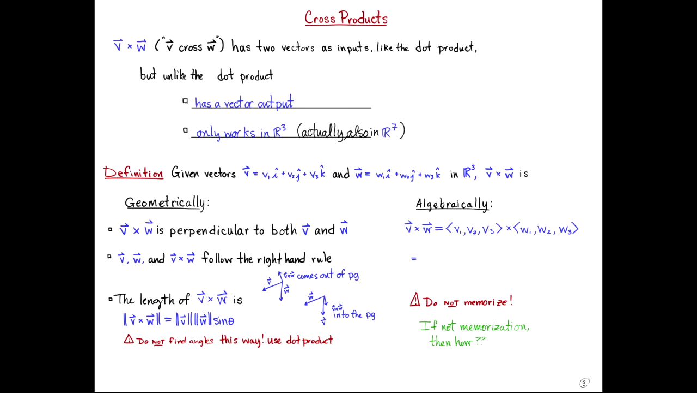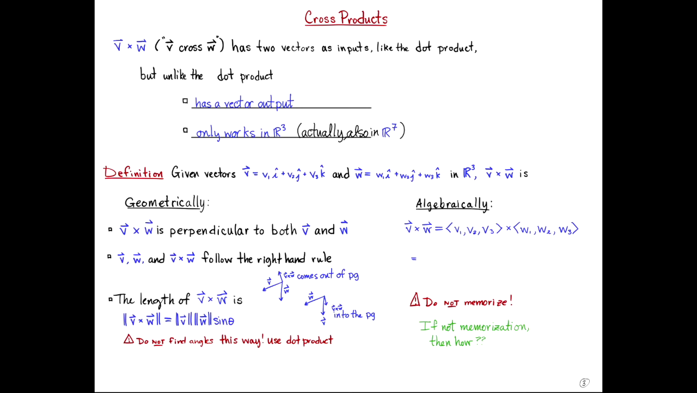Vectors have two components, direction and magnitude. Using the right-hand rule, we know the direction of our vector. The length of V cross W, or the magnitude, is equal to the magnitude of V times the magnitude of W times sine theta. A little word of caution, though: do not find angles this way. Yes, it works, but we have a formula with the dot product.